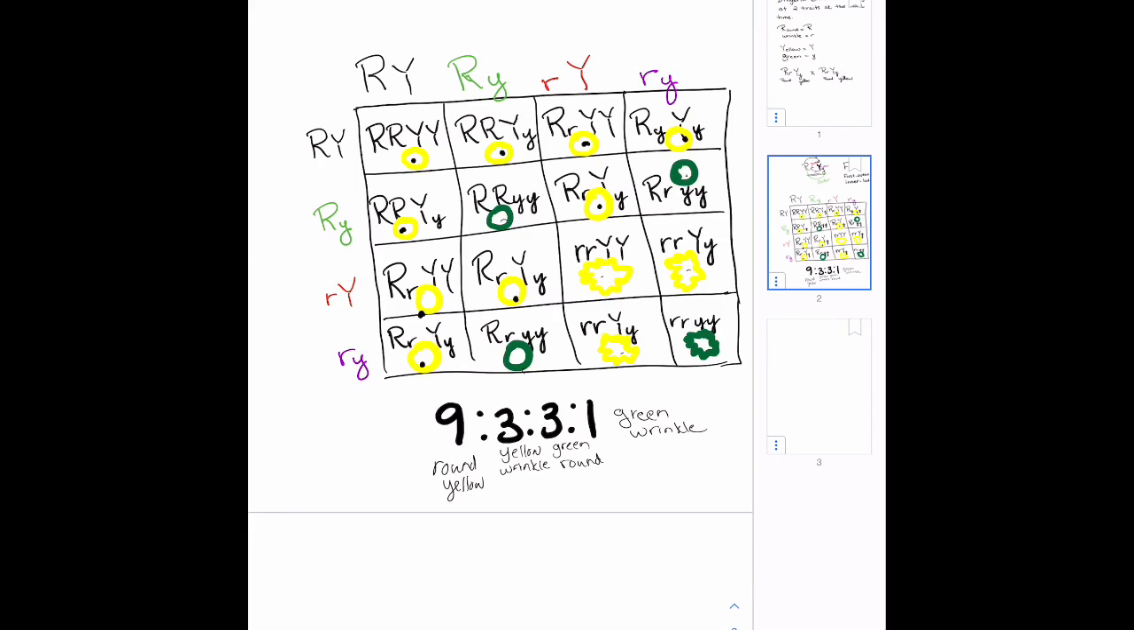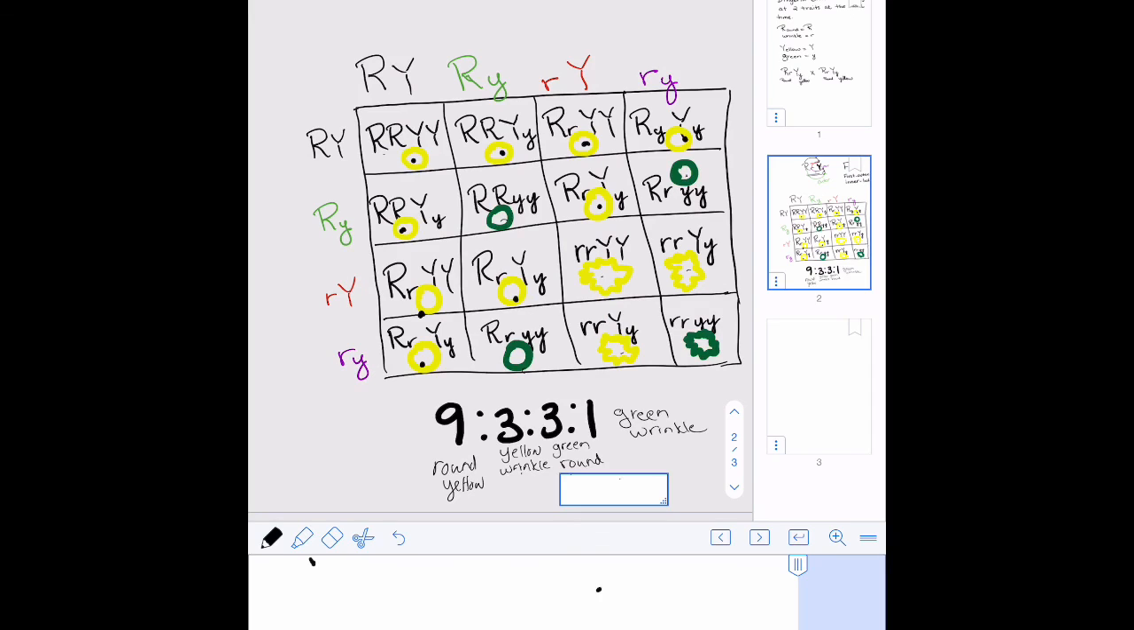All right, so you can see when I look at it like this, I have 1, 2, 3, 4 phenotypes. But if I look at the genotypes, I have significantly more genotypes, don't I? So we've got 1, sorry, I don't know what I just did.